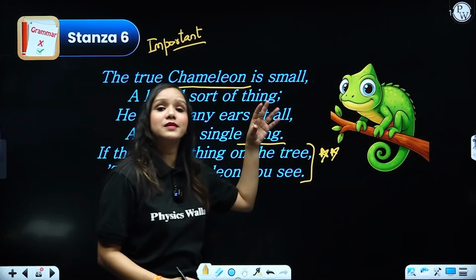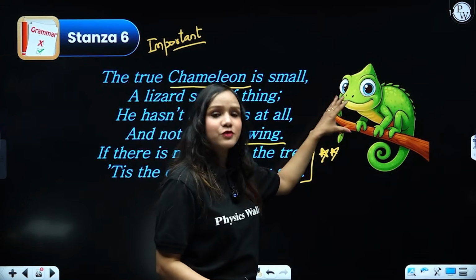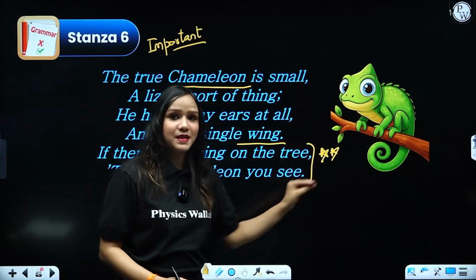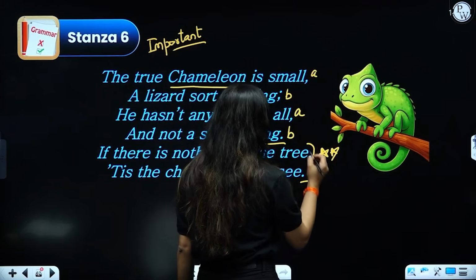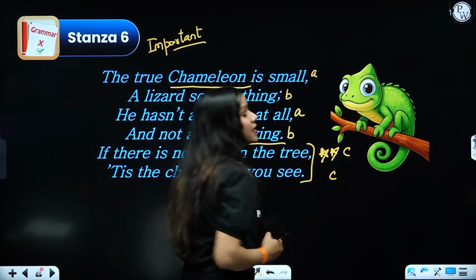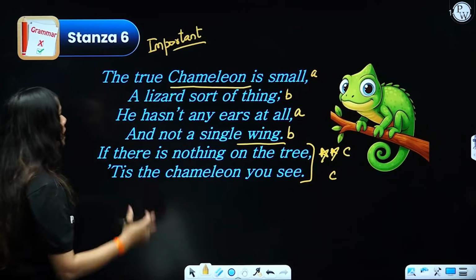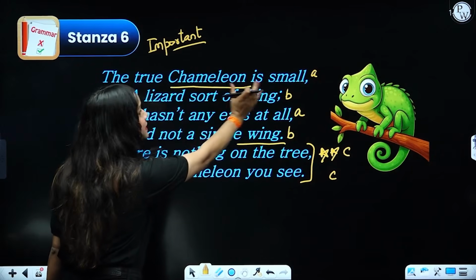So this makes it clear that the rhyme scheme of the poem is A, B, A, B, C, C. I'm writing it here for you again: A, B, A, B, C, C. So this is the rhyme scheme of the poem. Now let us understand. The true chameleon is small.